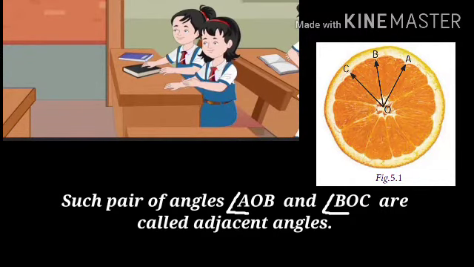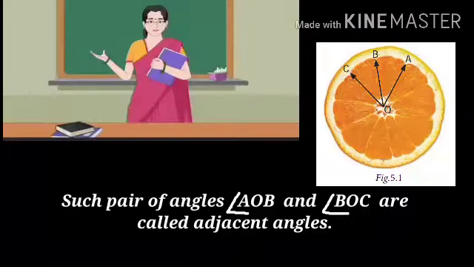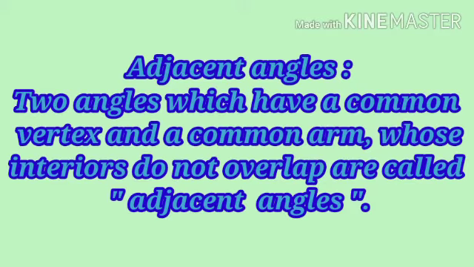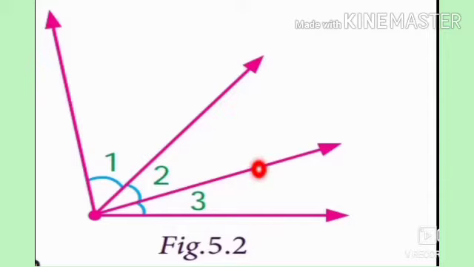Such pair of angles, angle AOB and angle BOC, are called adjacent angles. So, 2 angles which have a common vertex and a common arm whose interiors do not overlap are called adjacent angles. Now students, observe the figure 5.2 in which angles are named angle 1, angle 2 and angle 3.